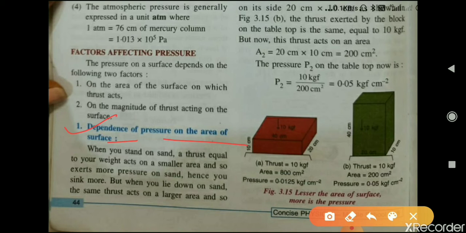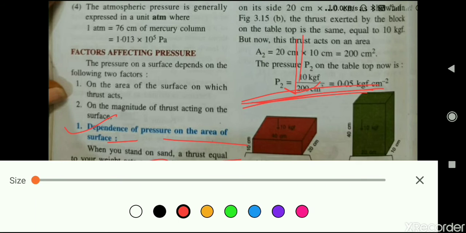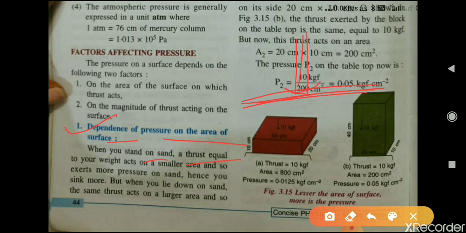First one is dependence of pressure on the area of surface. When you stand on sand, a thrust equal to your weight acts on a smaller area and so exerts more pressure on sand. Hence, you sink more. Means when you are standing on sand, the thrust equal to the weight of your body acts on the smaller area, on your foot, so it exerts more pressure on the sand and hence you sink more. Means your feet will go inside the sand.